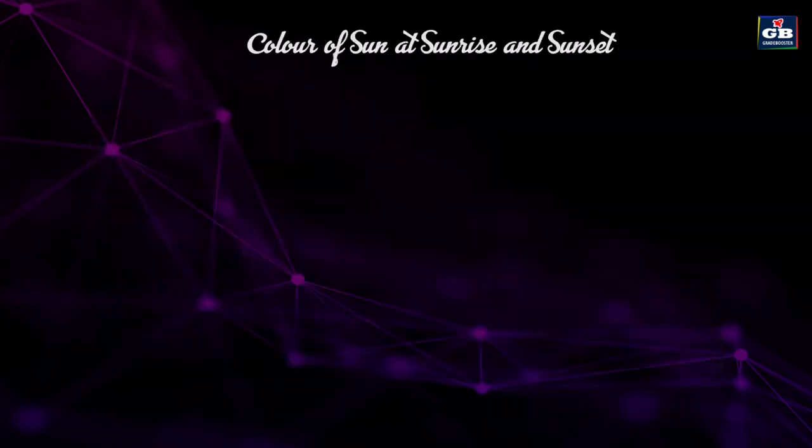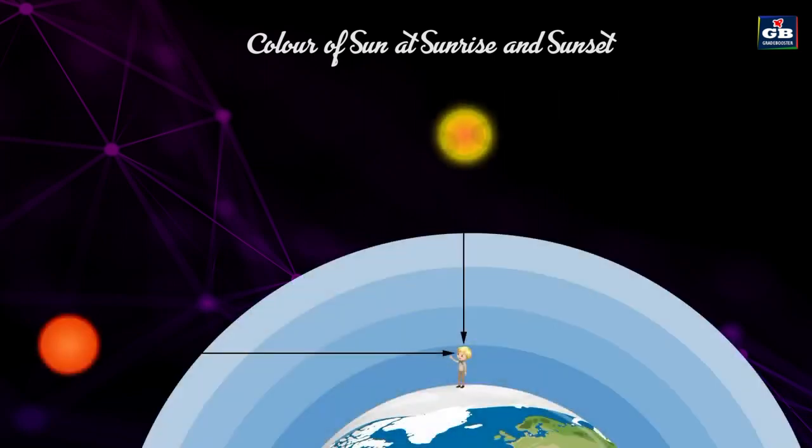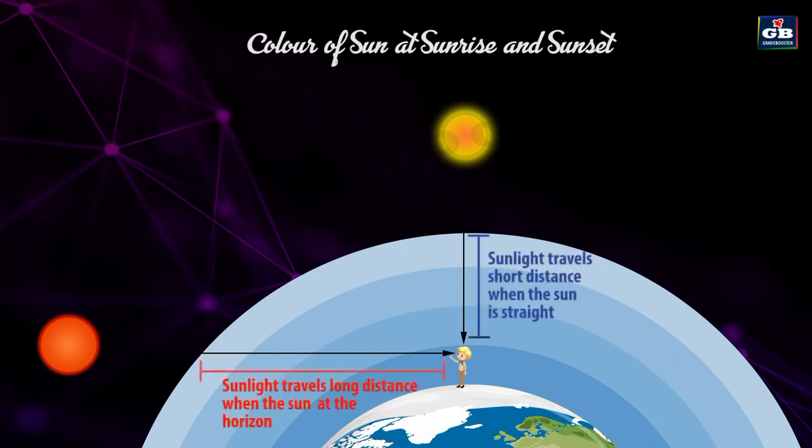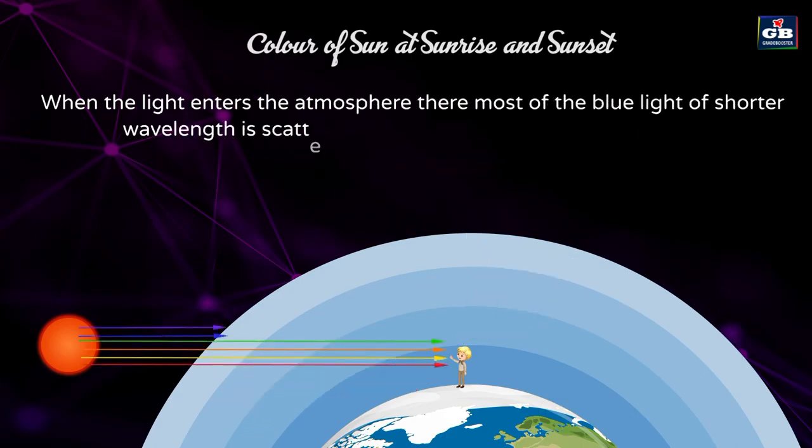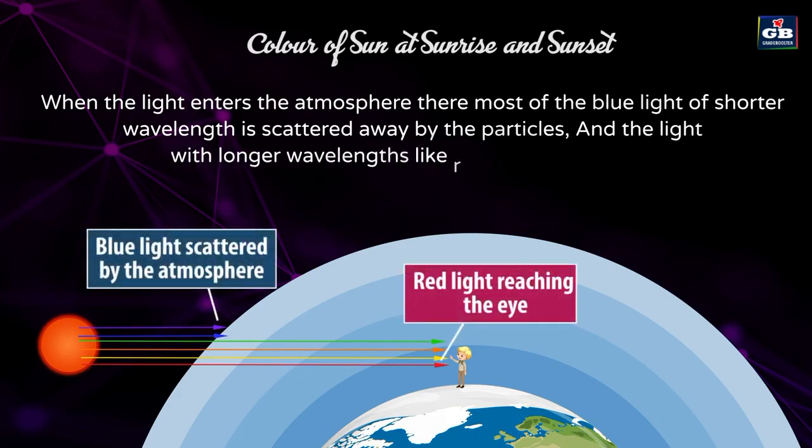Color of the sun at sunrise and sunset. The sun gets a specific red color during sunrise and sunset. Why? Let's see the reason. During sunrise and sunset, light from the sun passes through a thick layer of atmosphere and a larger distance before reaching our eyes. When the sun is at the horizon, the sun rays travel a long distance in the atmosphere. The path they travel in the atmosphere is very long.